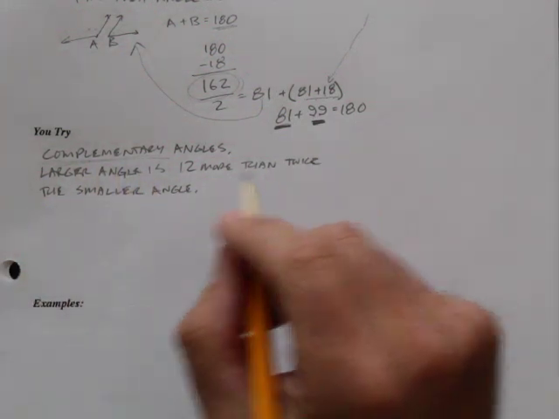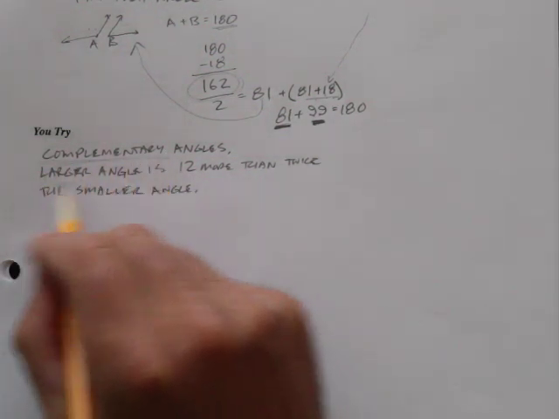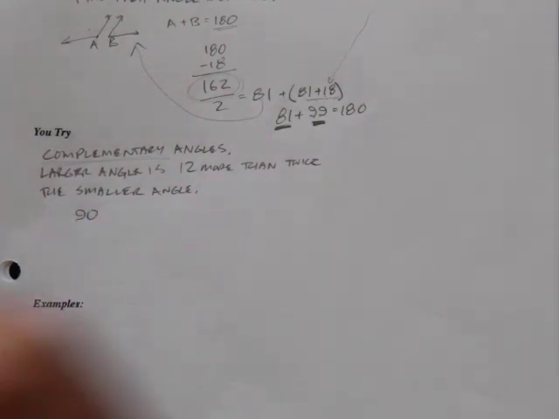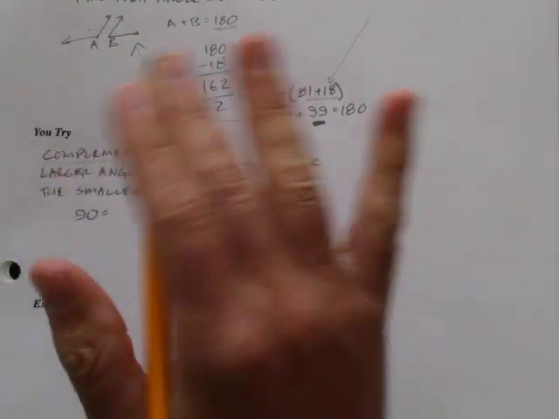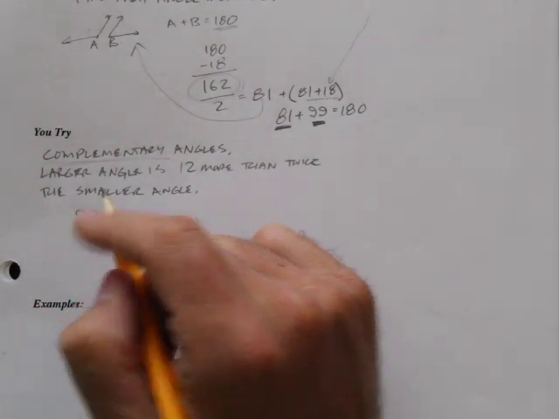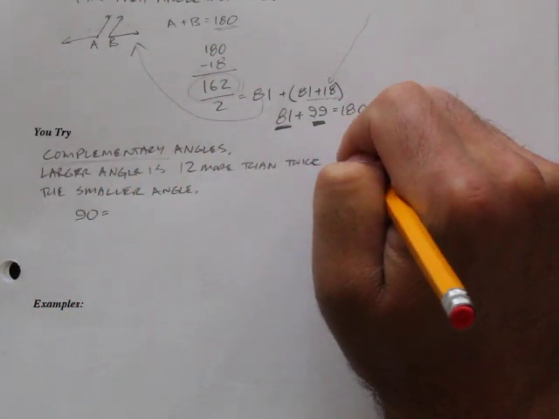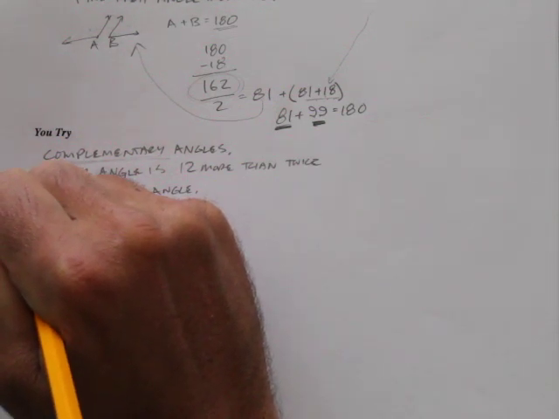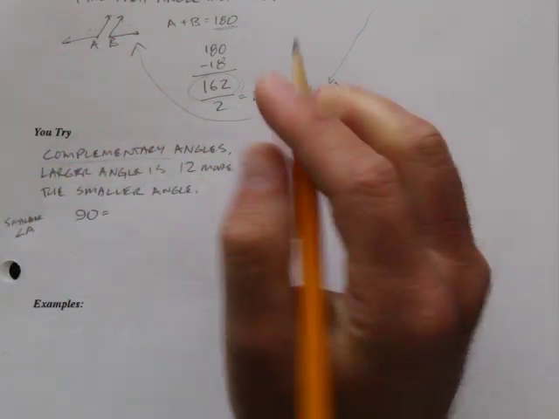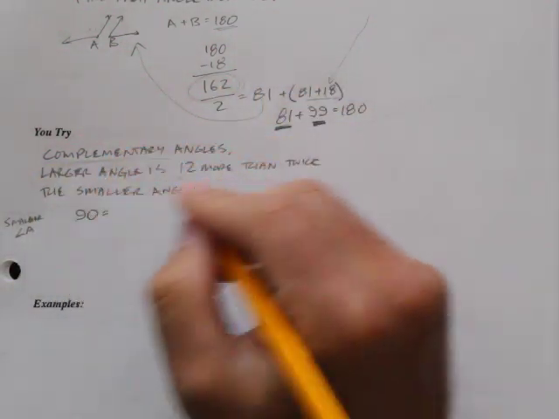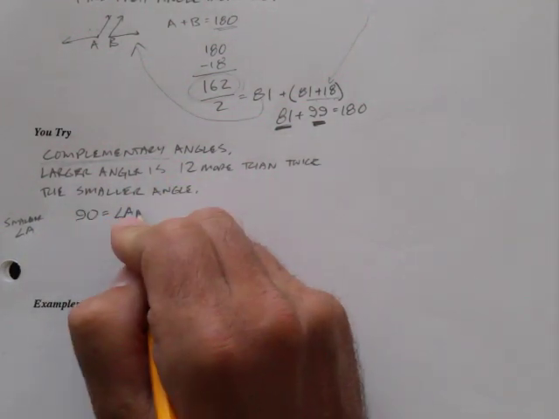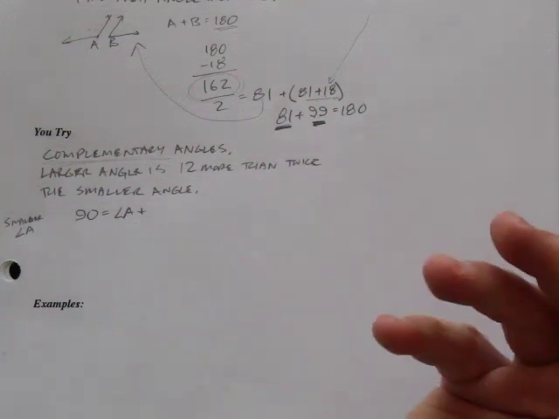This one maybe was a tough one. So I'm going to start with complementary angles, which means 90 degrees. If I add them together, I get 90 degrees. I'm going to call one angle angle A, and I'm going to call that one the smaller one. If I add these two together, it's going to be angle A, that's the smaller one, plus angle B.